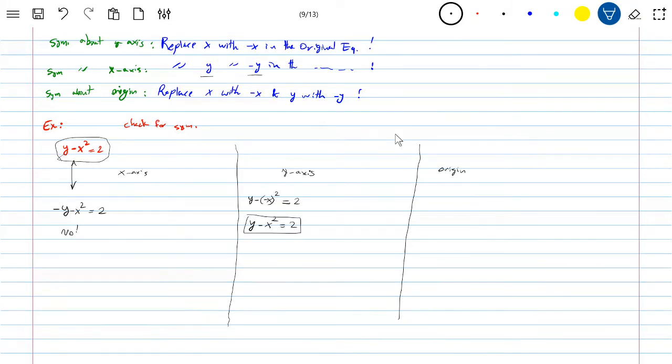So what does it tell me? It tells me that the graph is symmetric about the y-axis. So there is a symmetry here. Symmetric about the y-axis.